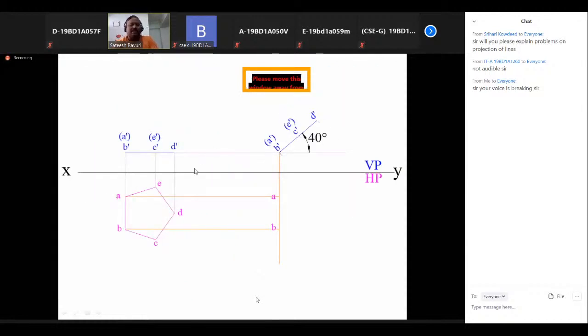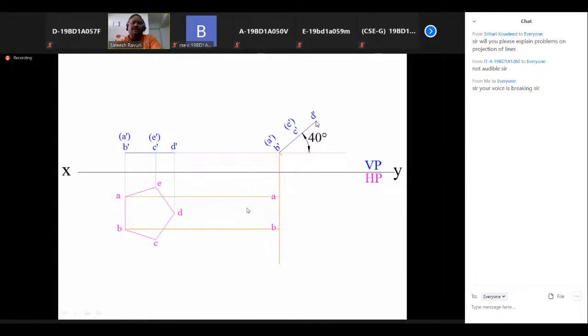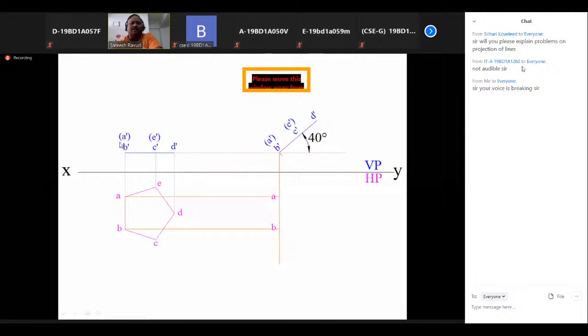So in the next stage, you have seen it. Here if you see, B dash D dash in the initial view is the same as B dash D dash over here. Dimensionally, these two are the same, but positionally they are different. Here the position of B dash D dash is parallel to XY, that is according to our assumption. But now B dash D dash here is 40 degrees inclined to HP. That is the given position in the problem.